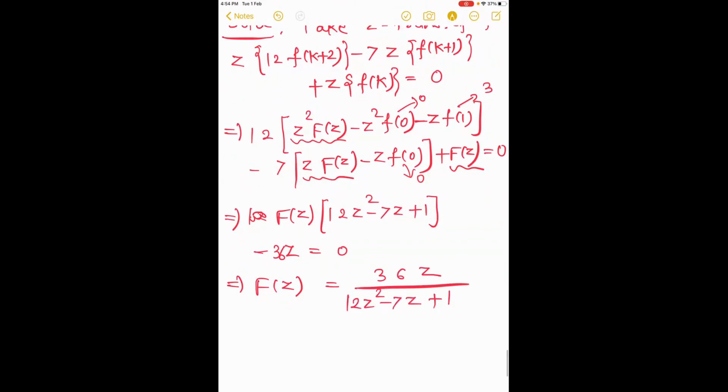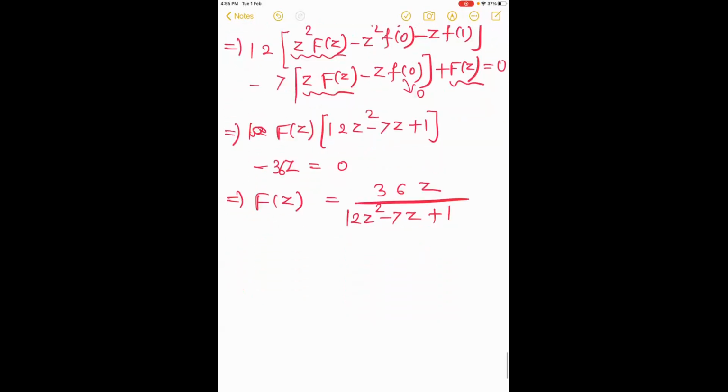Is it correct? Can you factorize the denominator and tell me the factors? What is the factorization for the denominator? z minus 3, z minus 4. Is it z minus 3, z minus 4? Is it giving the same equation?